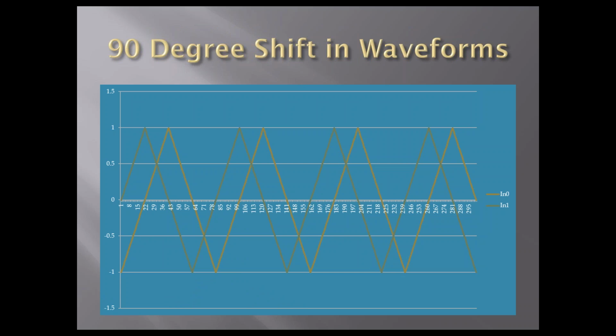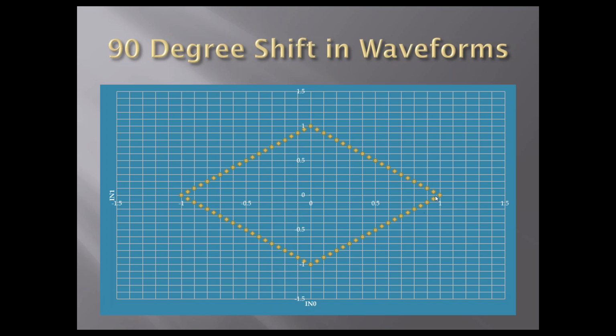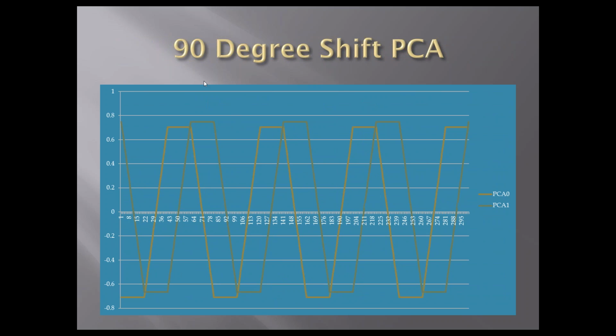Now let's shift it 90 degrees. So you can see I've just moved this over a little bit more, and now when it crosses through 0 here, it's the peak here, so it's shifted by 90 degrees. So this actually forms a nice square on the X and Y coordinates of in 0 and in 1. And as you can imagine, the PCA output, if I had a smaller sampling size, would be almost identical, shifted by about 90 degrees as well. So you think of these two as riding at the same value through here.